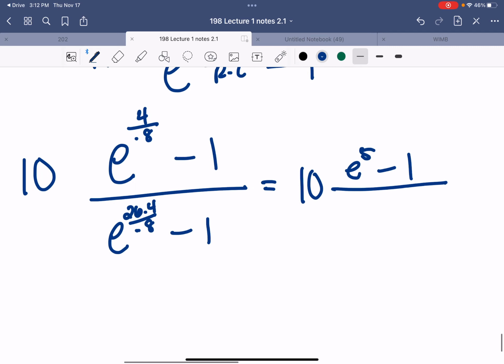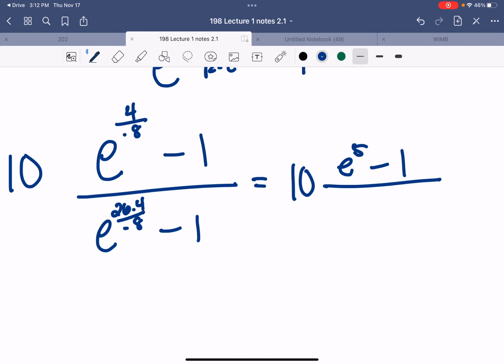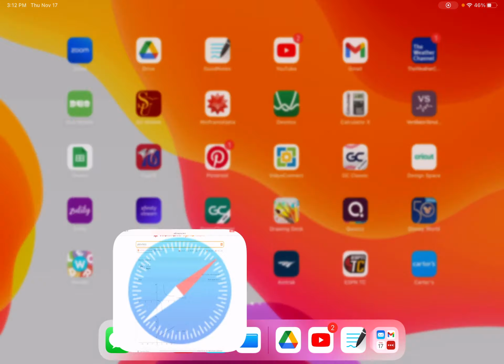Because it's my T total. If you take 26.4 divided by 0.8, that's 33. e to the 33 minus 1. Okay, let's go ahead and put that into Wolfram Alpha.